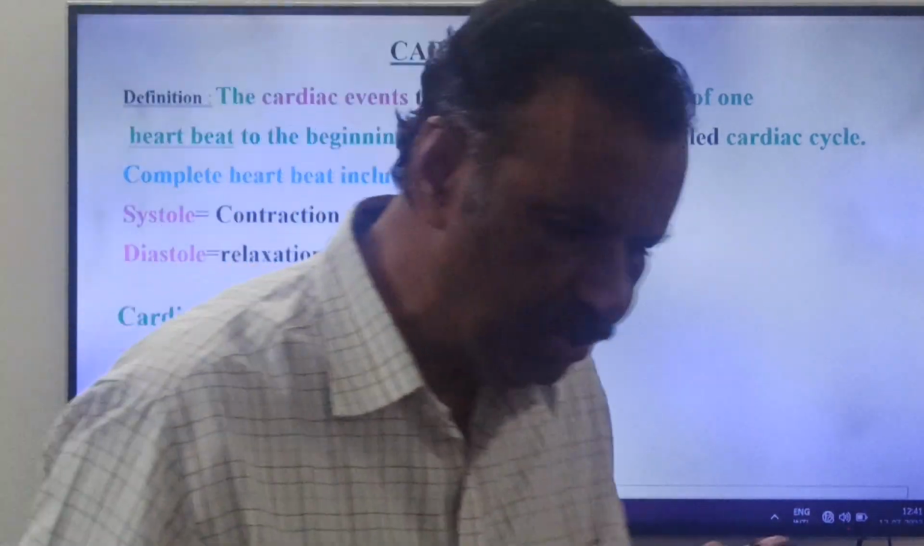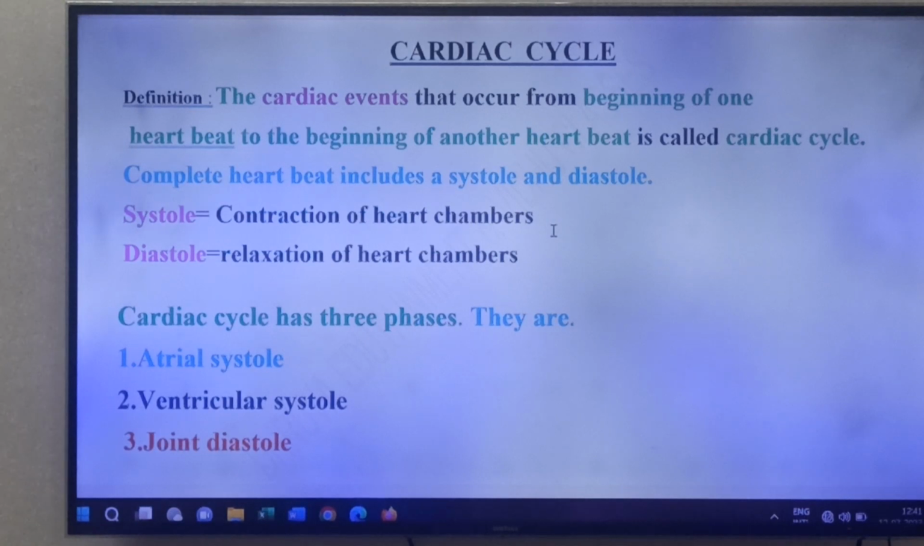See, friends, already we have a 2 marks question: write about the cardiac cycle. Here this is a 4 marks question. What is the cardiac cycle? The cardiac events that occur from the beginning of one heartbeat to the beginning of another heartbeat are called the cardiac cycle. That is the definition of the cardiac cycle, friends.